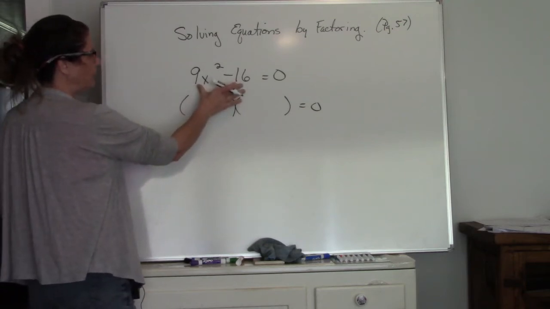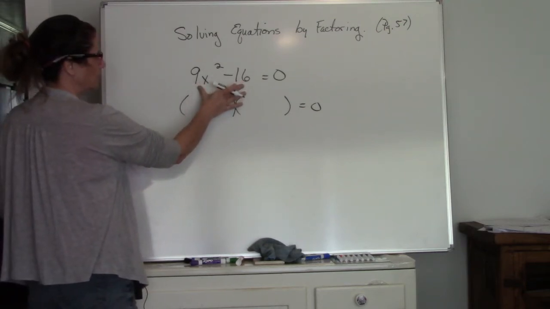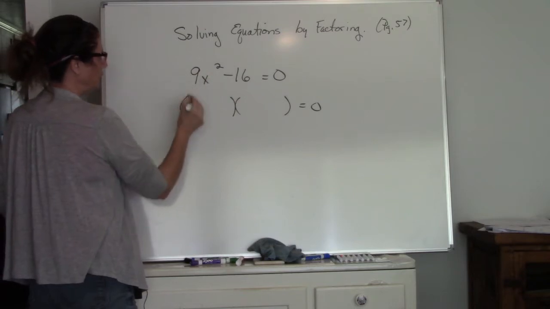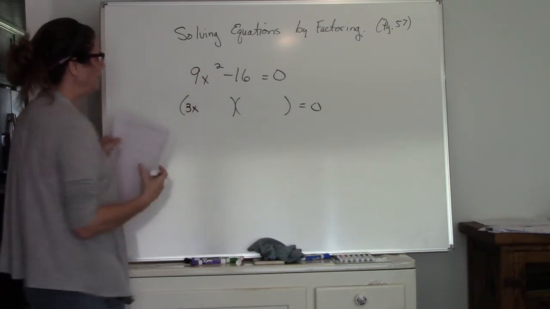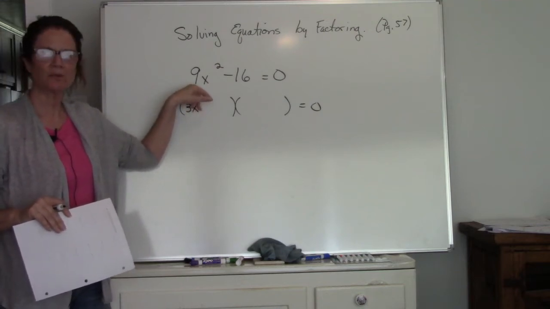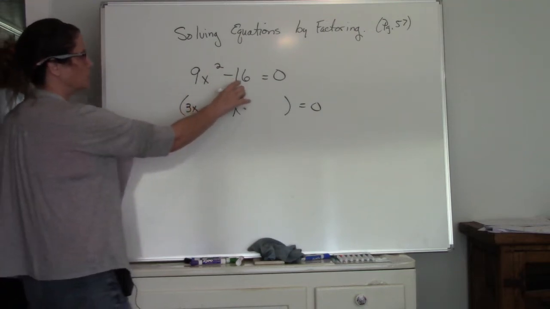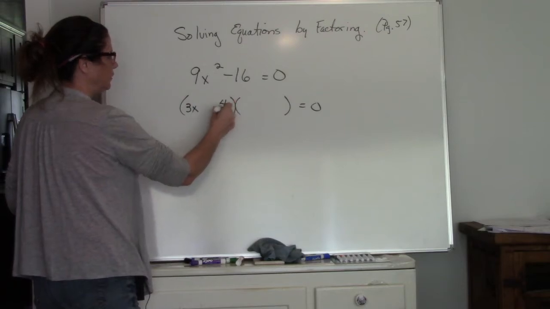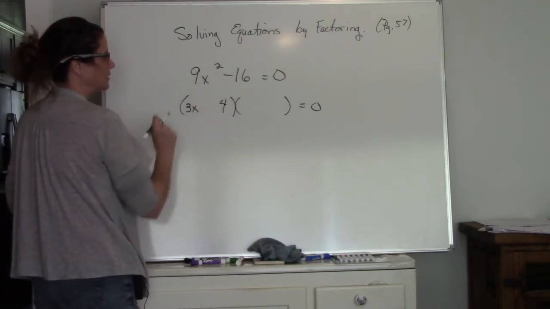And when you factor the difference of 2 squares, you take the square root of the first one, right? Because 3x times 3x gives me 9x squared. You take the square root of the second one, because 4 times 4 gives me 16.